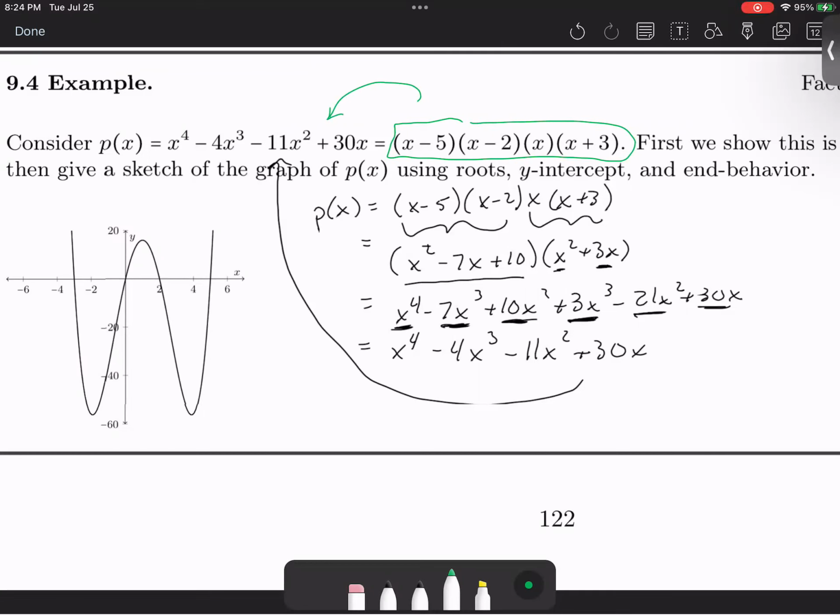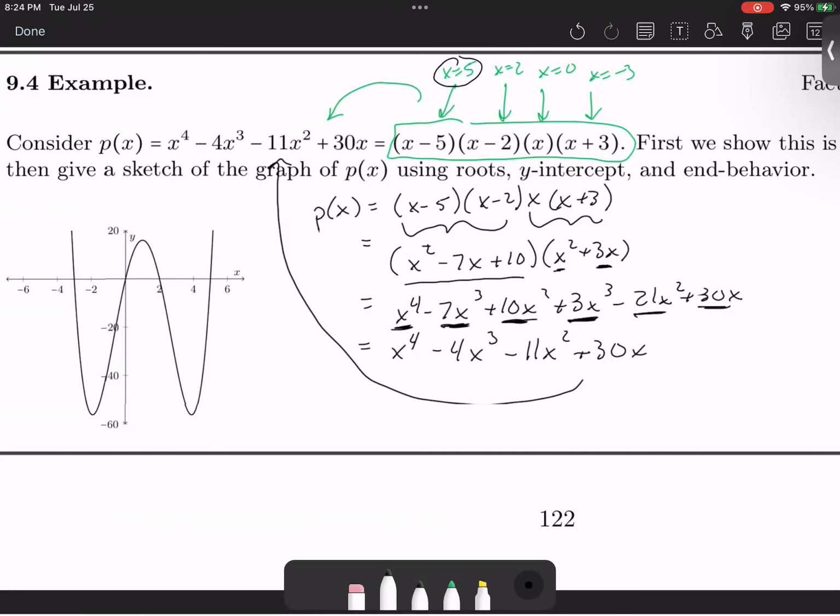So this polynomial is going to have zeros when these factors are equal to 0. So when x is equal to 5, you're going to have a 0. When x is equal to 2, you'll have a 0. When x is equal to 0, you will have a 0. And when x is equal to minus 3, we will have a 0. So that's where we're going to cross our x-axis. Let's go ahead and plot those points.